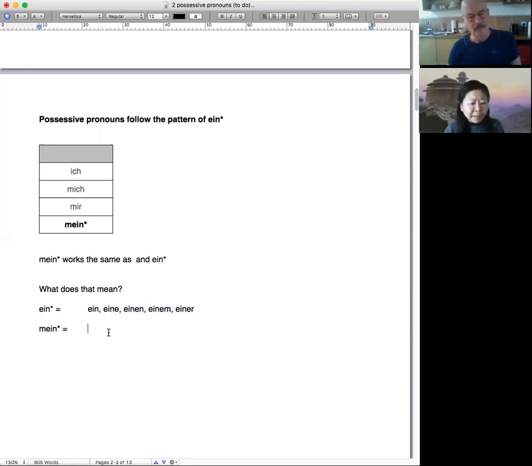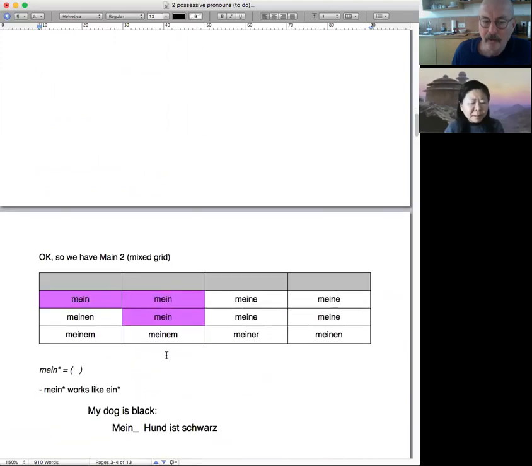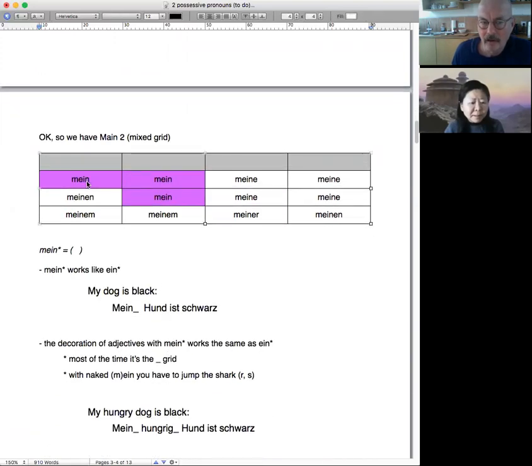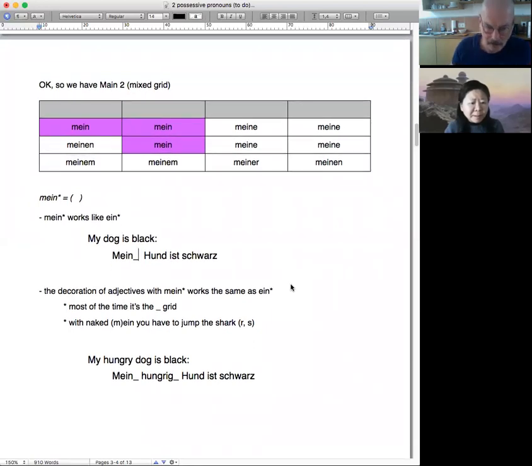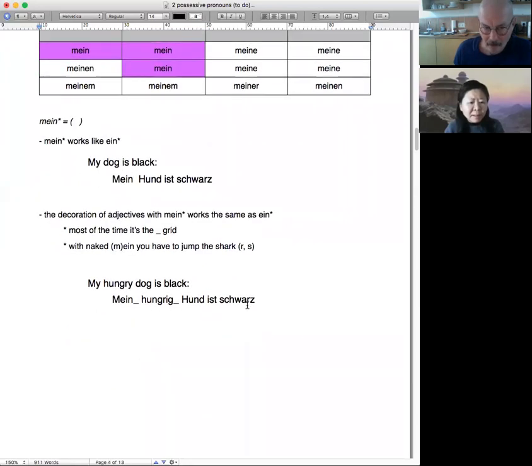Okay, so that's mein, meinen, meine. So that's cool. There it is. These ones are naked mein, same as naked ein. My dog is black. Can you do that? Let me see. Okay. So mein Hund ist schwarz.